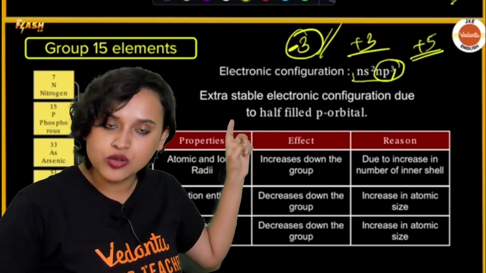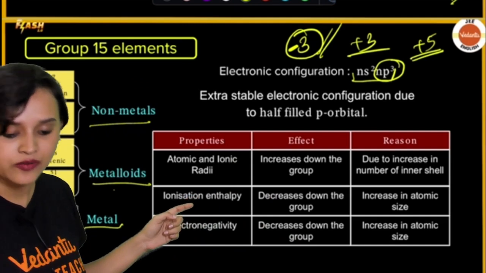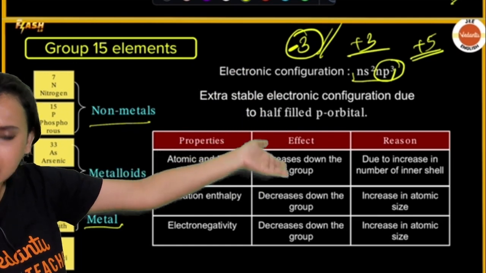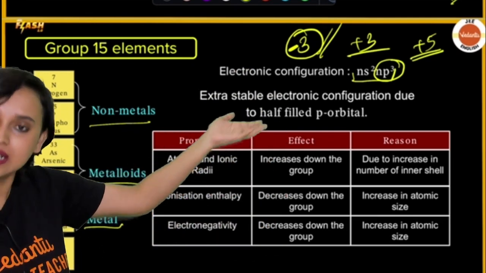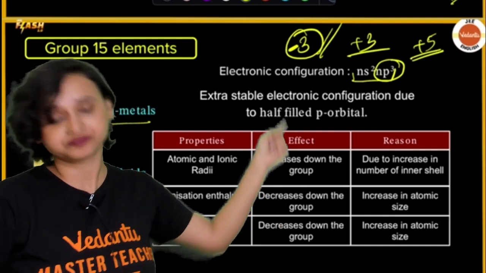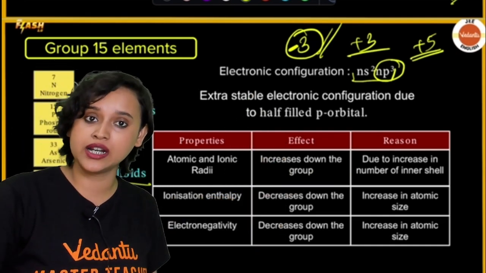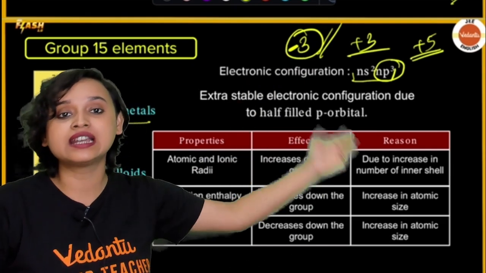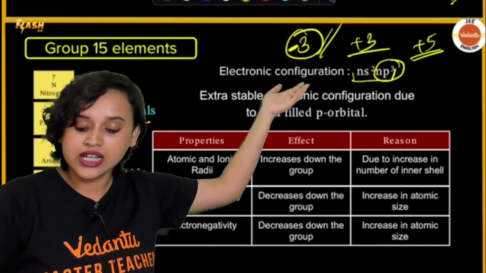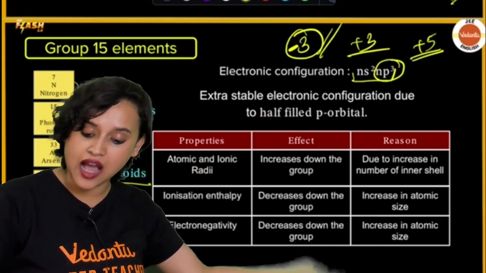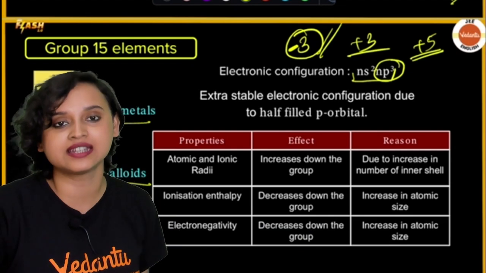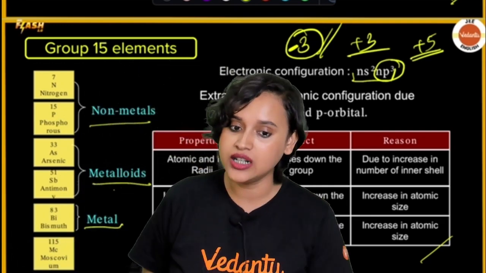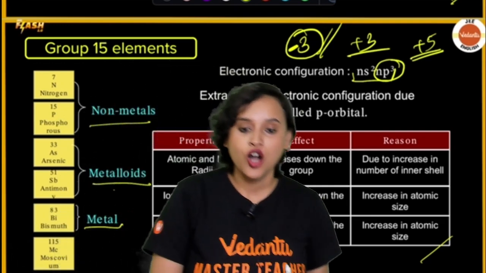Now, let us talk quickly about the atomic and ionic radii, which increase down the group, obviously. What is the reason? Because you are increasing the number of inner shells as well. Ionization enthalpy decreases down the group. The reason is that there is an increase in atomic size. Then we have electronegativity, which decreases down the group, and the reason is the increase in atomic size. All right, everybody, are we clear with this? Great.